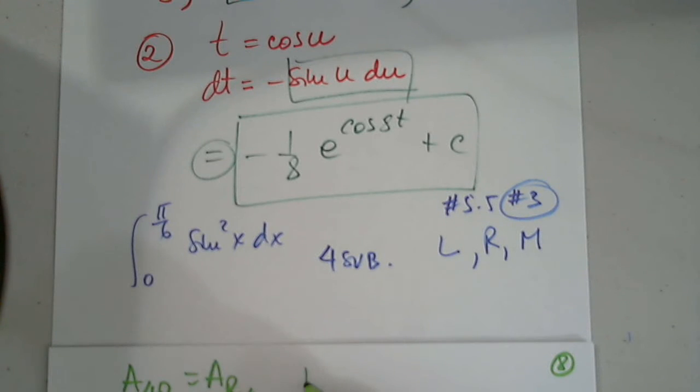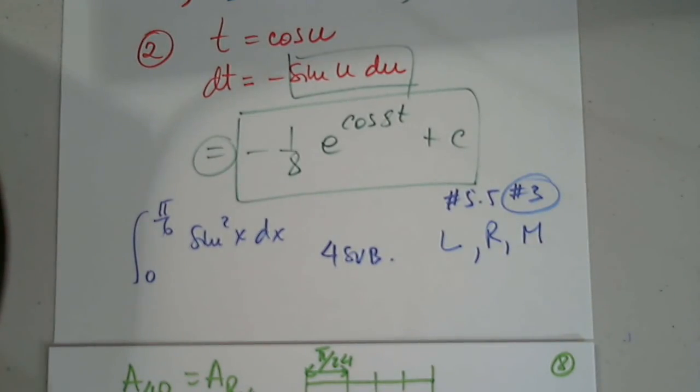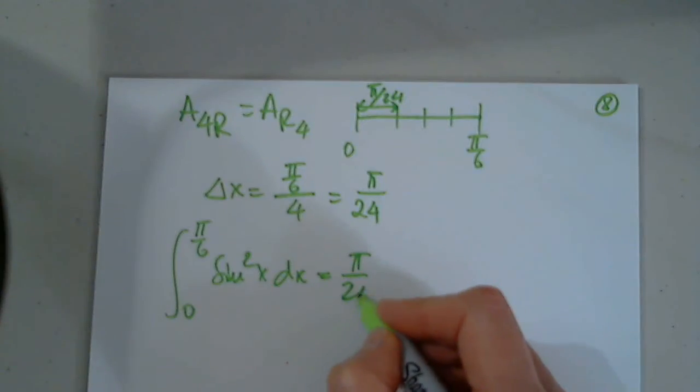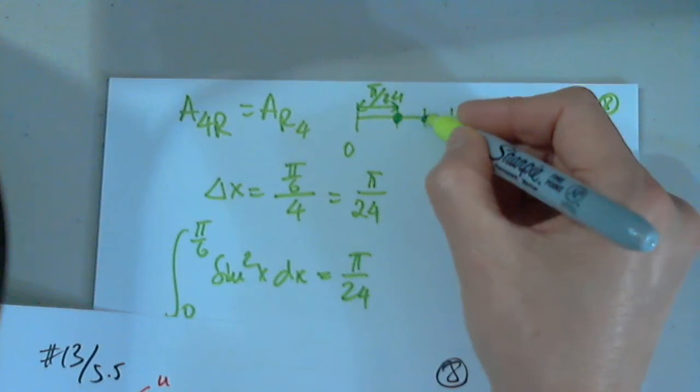Good. So the interval is 0 to pi over 6. So delta x will be pi over 6 divided by 4, which will be pi divided by 24. So this is pi over 24, and so on and so forth. So the integral from 0 to pi over 6 of sine squared x dx will be pi over 24, and we decided to use the rightmost point. So these are the rightmost points.